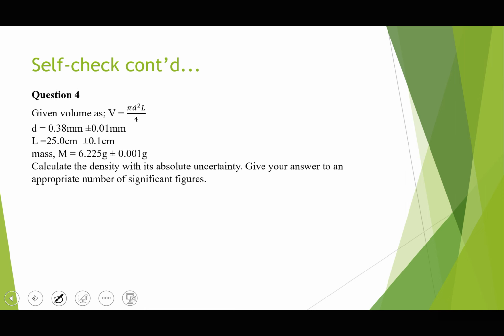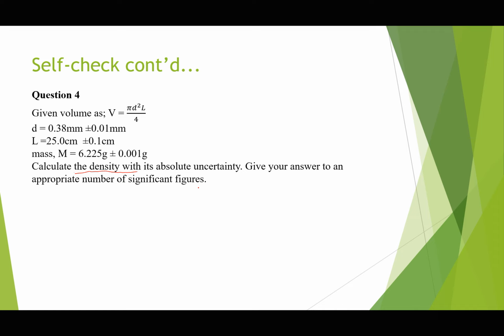Next is number 4. Here they have given you an expression for volume. The diameter has been given, the length has been given, and the mass. You are going to calculate the density with its absolute uncertainty. And you must give your answer to an appropriate number of significant figures.